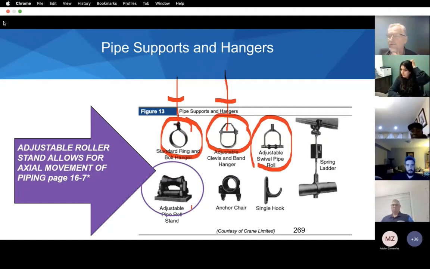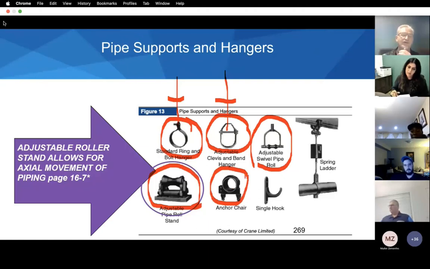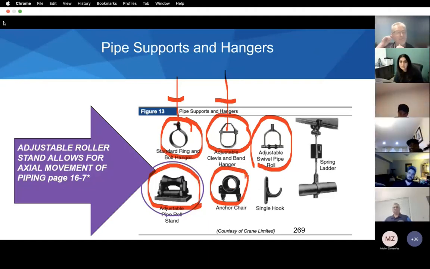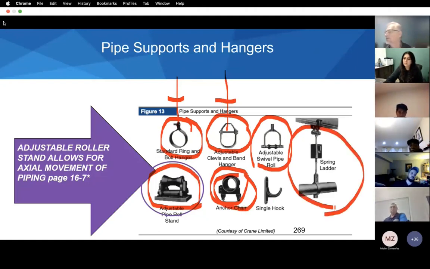There was mention of a large pipe out in the tundra sitting on a piling. Probably you'd see a roller like this so it could move around. Occasionally you'll see something called an anchor chair. You might want the expansion to go in a certain direction, so you would add an anchor chair to support it and hold that particular part of the piping still. And then we've got some snazzier ones. We'll look at them a little closer.